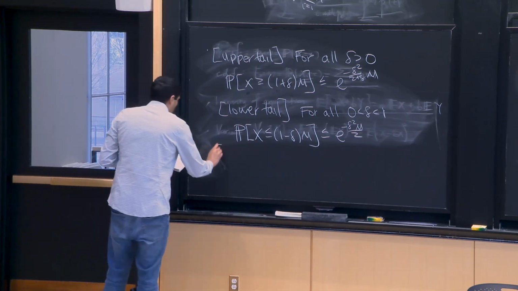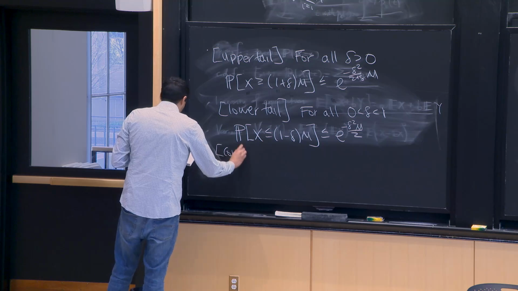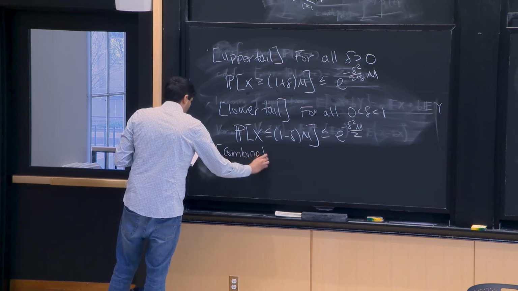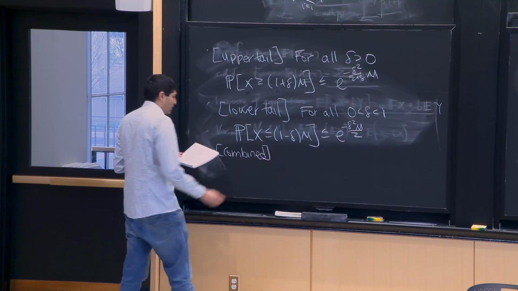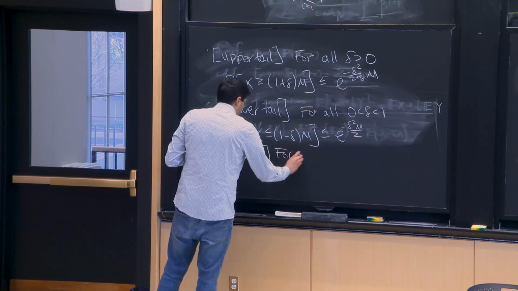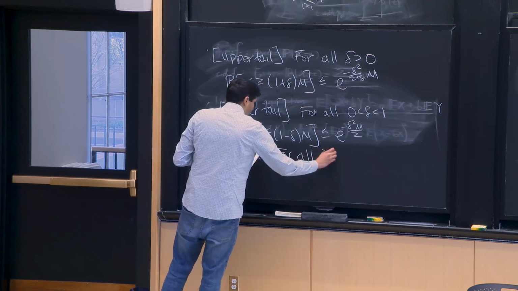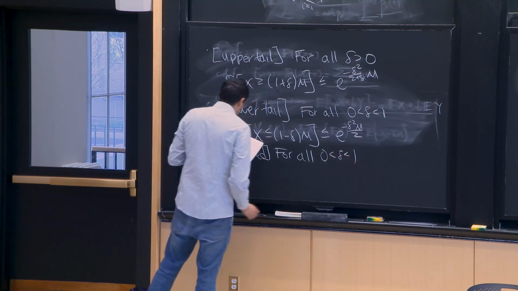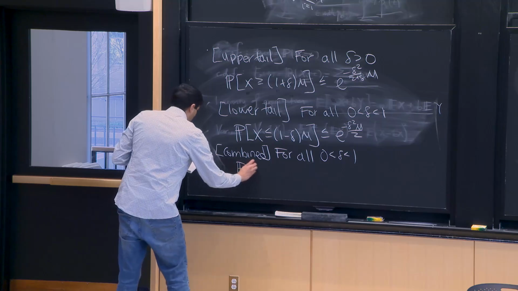And there's also a way that you can combine them if you don't have to worry that much about what the dependence on delta is. So what I claim is that when you just put these bounds together, so for all delta between 0 and 1, you can just write it instead.